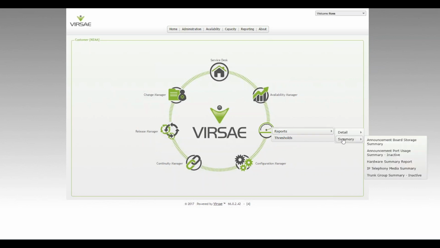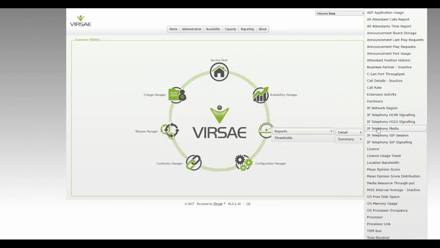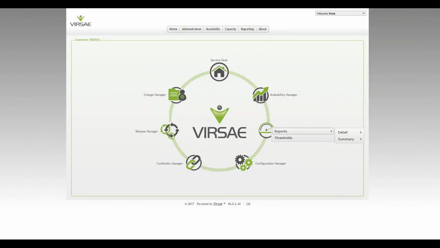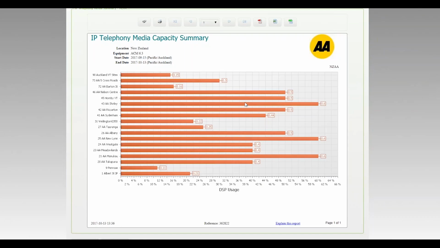So a couple of areas where you can see that in VSM. One is in the Capacity Manager under Reports and Summary. Down here we have the IP Telephony Media Summary Report, and also in the Detailed Report, the same thing, IP Telephony Media. The summary will give you a summary looking at all the resources at once, and I've pre-run that over here. On a per network region, we can see the network regions down here on the left-hand side, and we see the peak percentage used. So at Penrose, for example, very lightly used, only 11%. Then we look at Manukau and that's 60%.